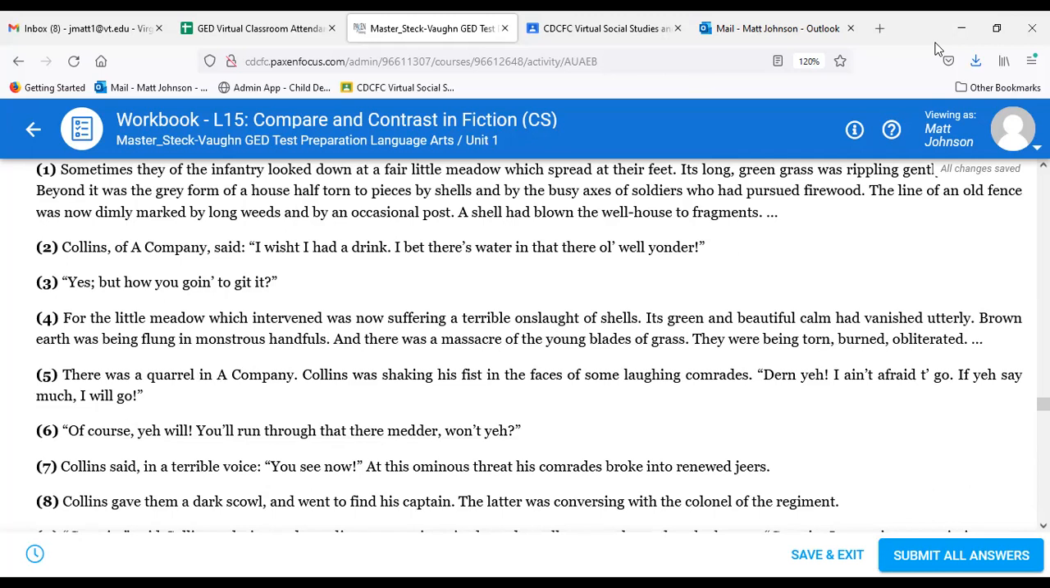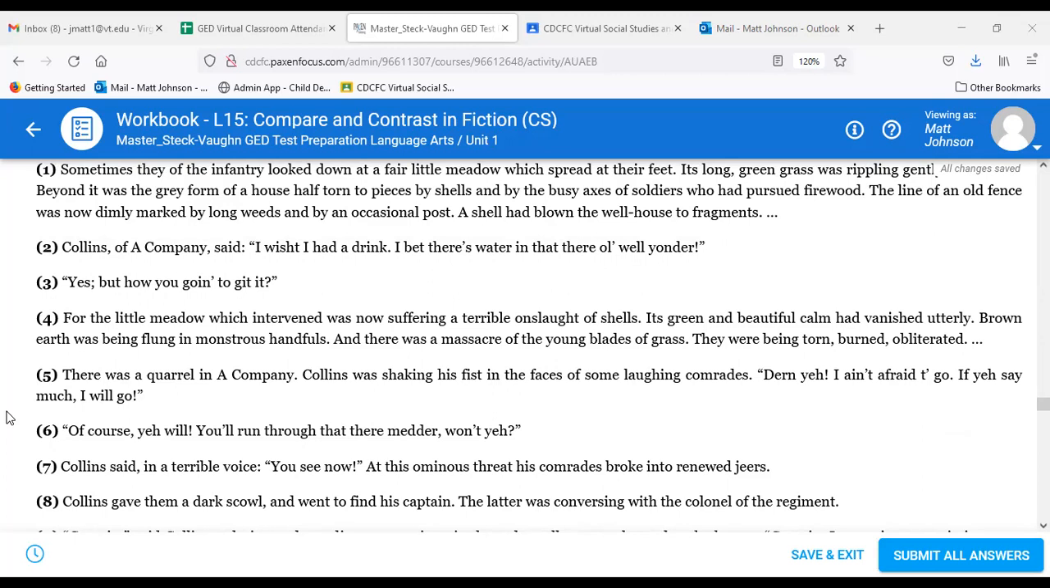For the little meadow which intervened was now suffering a terrible onslaught of shells. Its green and beautiful carpet had vanished utterly. Brown earth was being flung in monstrous handfuls. And there was a massacre of the young blades of grass. They were being torn, bent, obliterated.